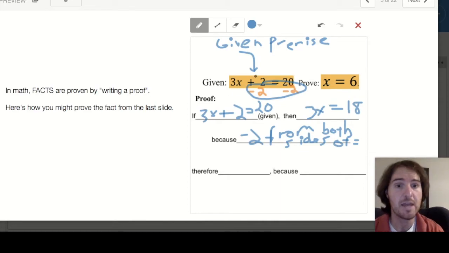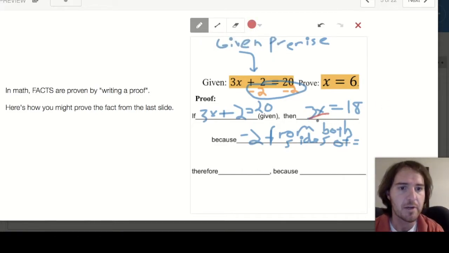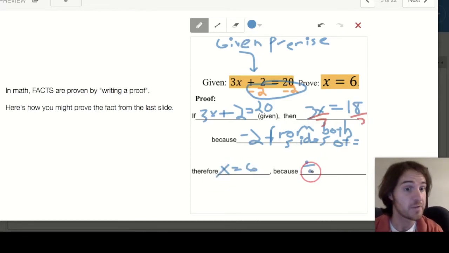Therefore, once we have this, and now we have 3x equals 18, what can we do to 3x equals 18 to actually get to what we're trying to prove, that x equals 6? What's our final solving step there? Somebody raises their hand, they say, oh, divide both sides by 3. You got the right idea. You're so good. So we can divide this by 3, divide this by 3, and we can get another true statement down here that x would have to equal 6 because we divided both sides of equal by 3.